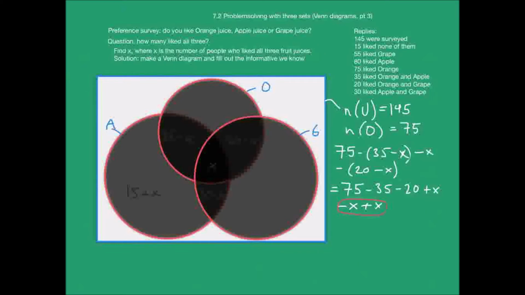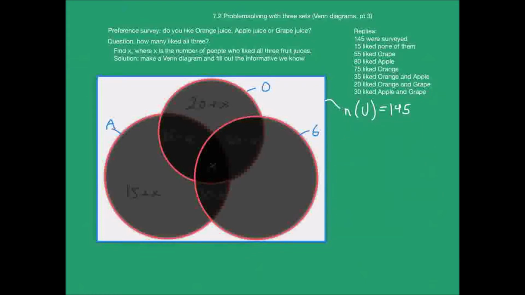I mean, this minus x plus x, that just disappears. So we're left with 75 minus 35 minus 20, and that should be 20 plus x. So that's what we write in this area up here, 20 plus x. Just like that.